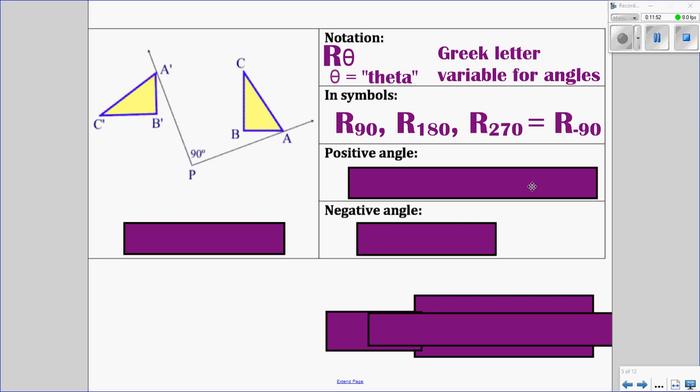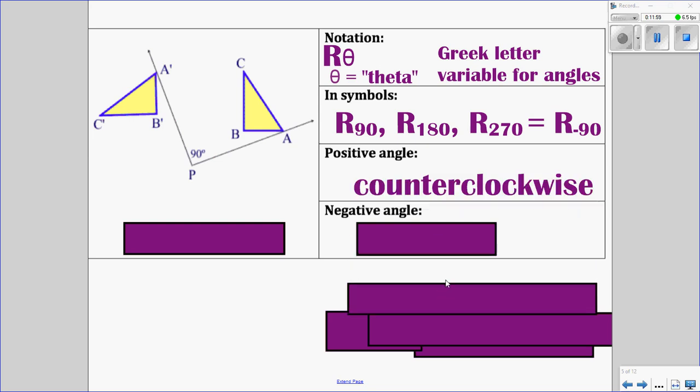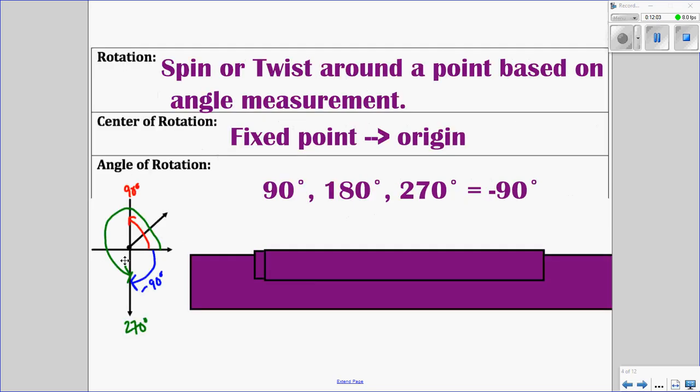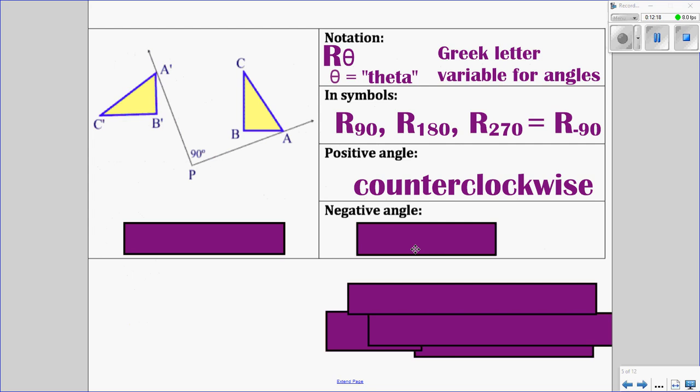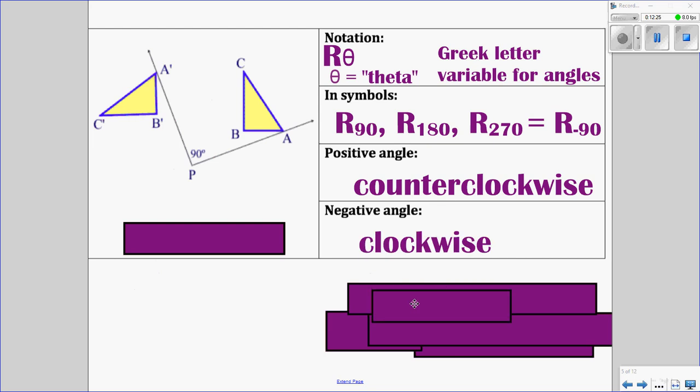R270 also equals R negative 90. For any positive angle, you're going in a counterclockwise direction. Notice how in this little graph that I made, I started here, which is 0, and I'm going counterclockwise. That's positive because it's 90, 180, 270, and then 360. But if it's negative, as shown here, where I went backwards, that means you're going clockwise.